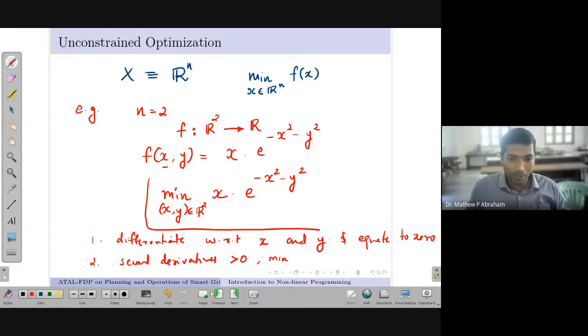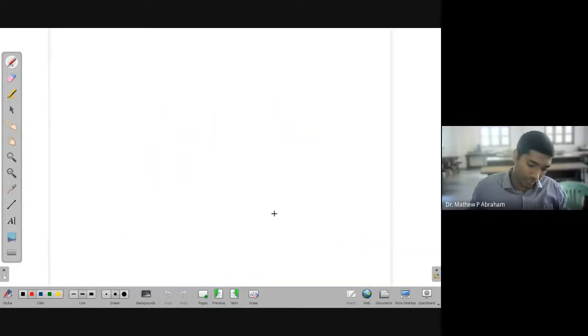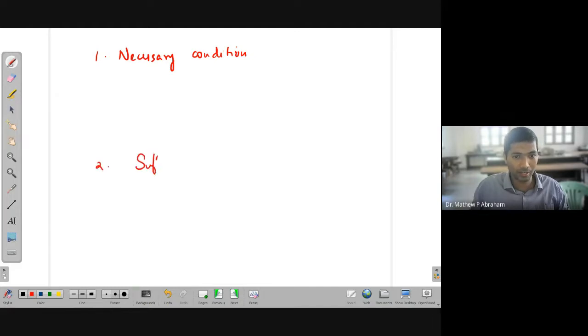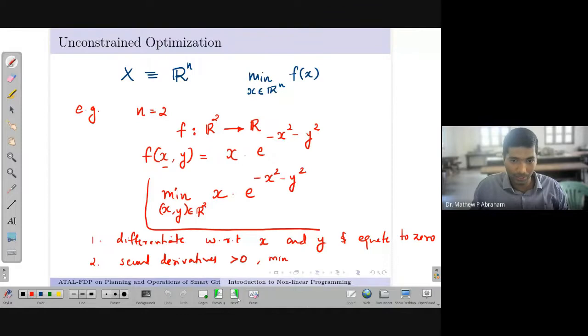Okay, so this is how we will solve the problem. In order to make it more concrete, I'll try to explain it once again. This problem can be solved using two conditions. One condition is called the necessary condition, and the second condition is called the sufficient condition. So these are the two conditions.